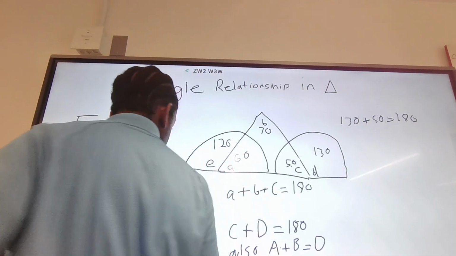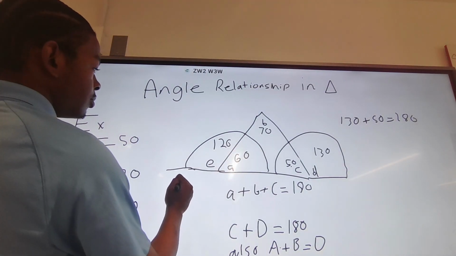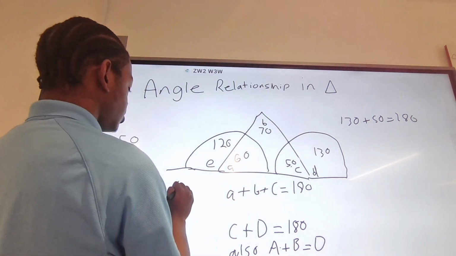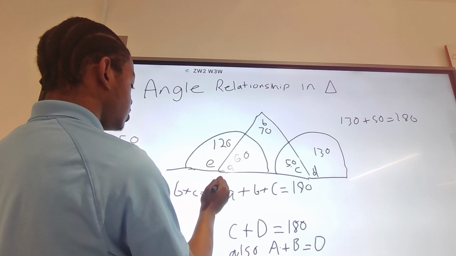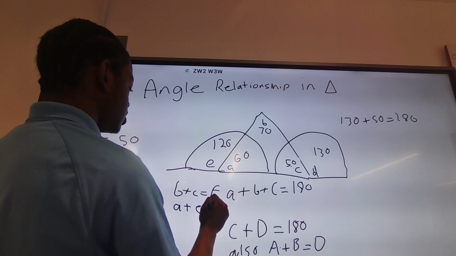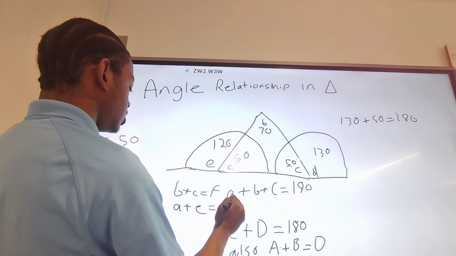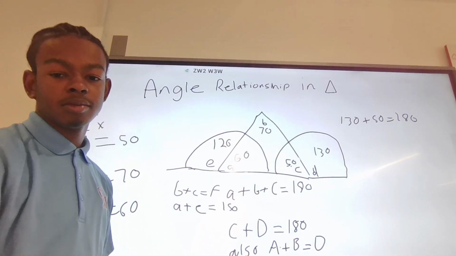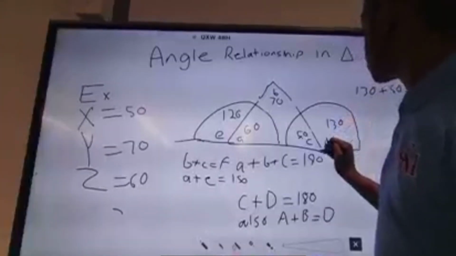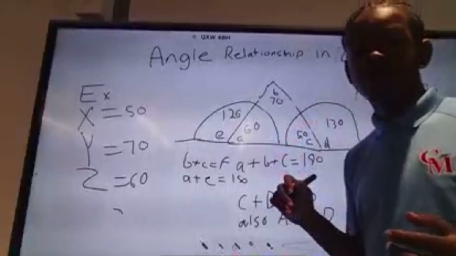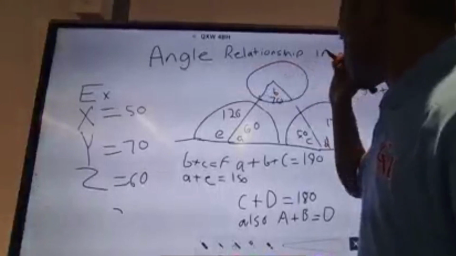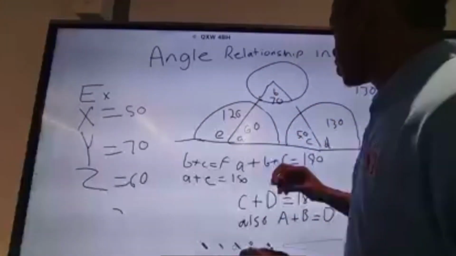So therefore, B plus C equals F and A plus E equals 180. We have 120 and 60, which is A and E, and 50 and 130, which is C and D. Now, what would be for B exactly? Now, do the same thing as we did everything else. Make a circle out of it, wherever we want to do.